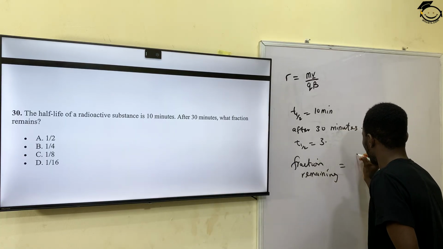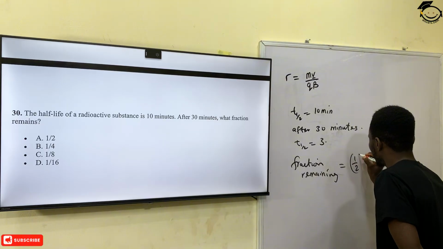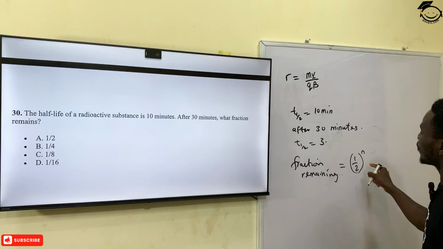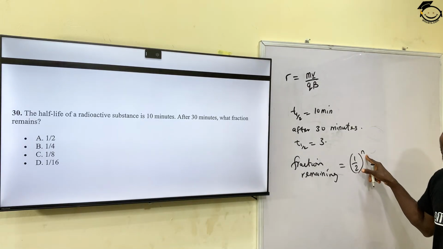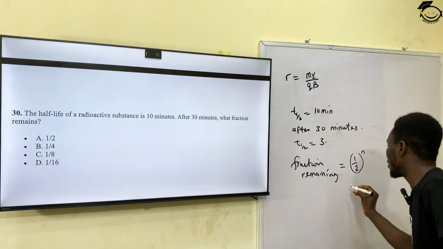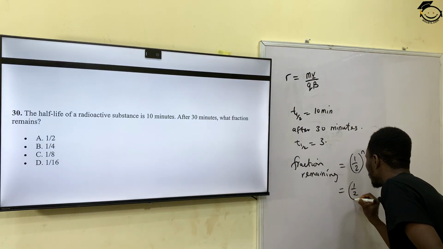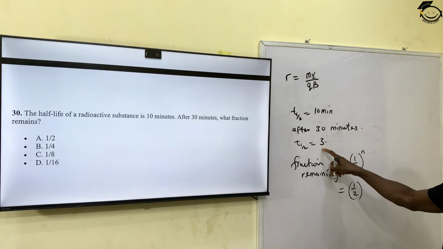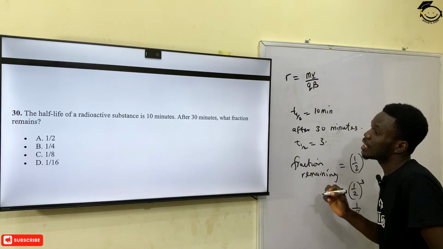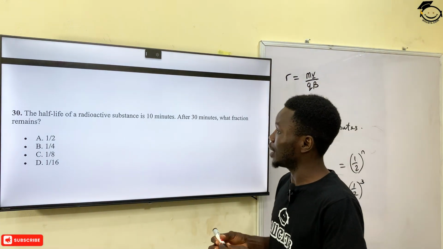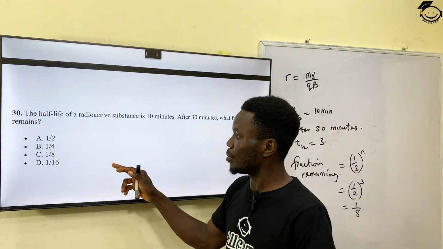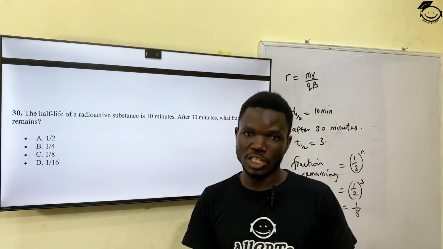is equal to 1 over 2 raised to the power of your number of half-lives. So 1 over 2 raised to the power of the number of half-lives will give you the fraction that remains after a particular period of time. So I have 1 over 2 raised to the power of 3, and that will give me 1 over 8. It means that after 30 minutes, I'll be having 1 over 8 of this particular radioactive substance remaining, and that is option C.